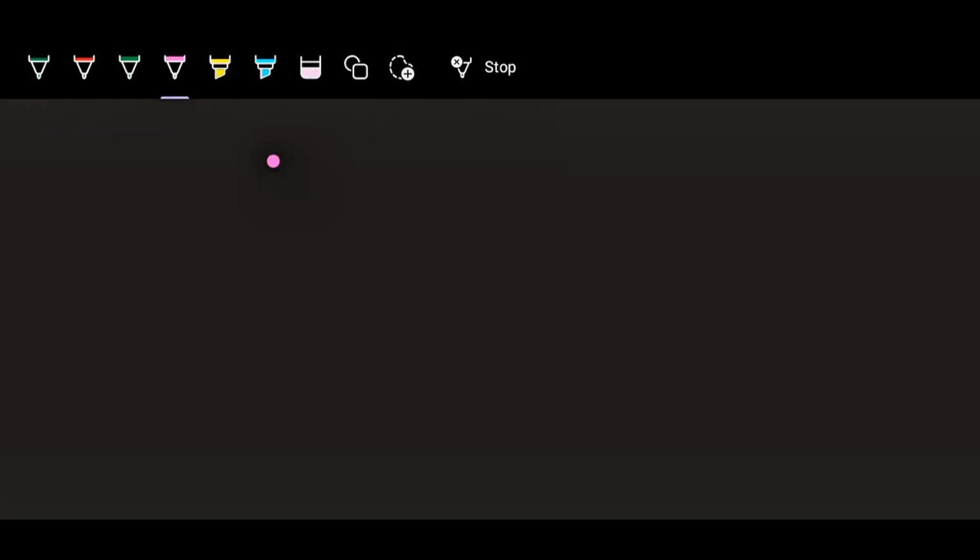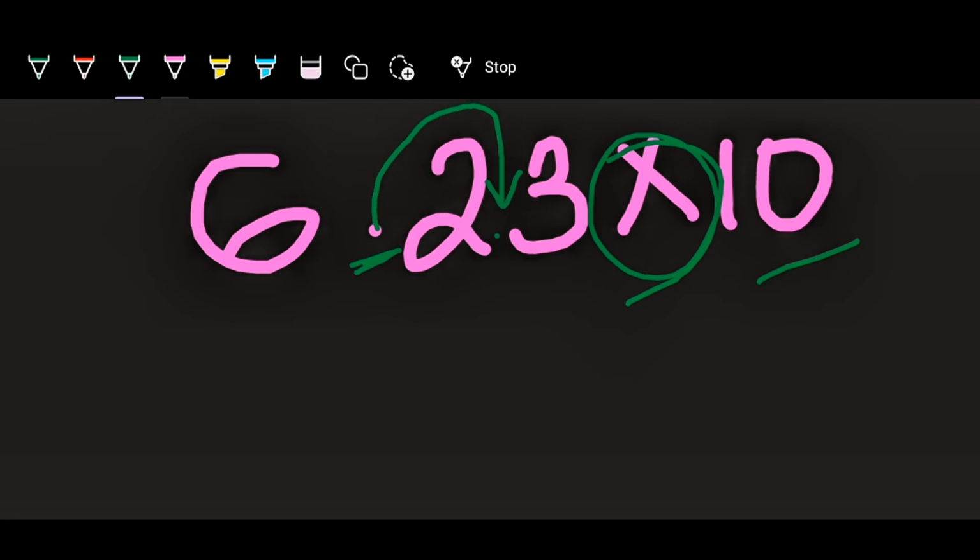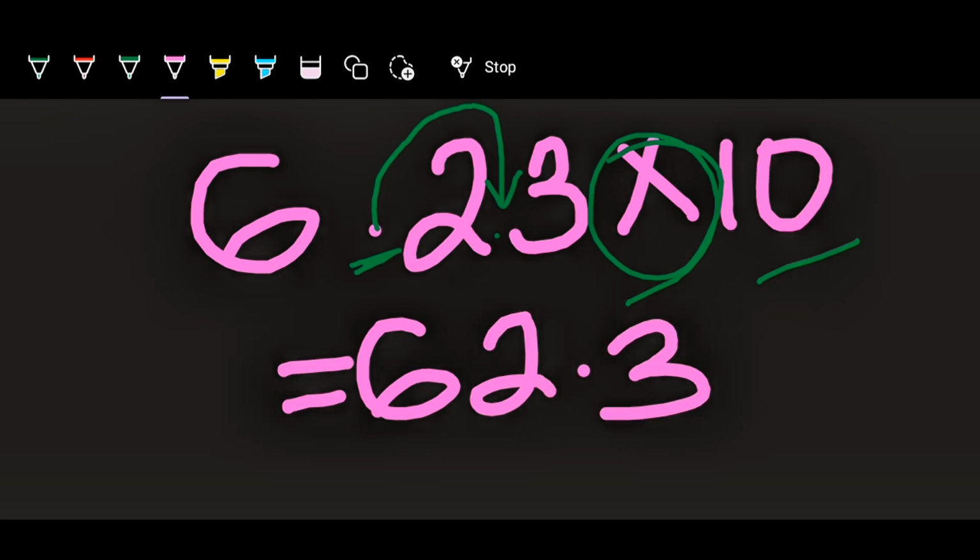So we have 6.23 multiplied by 10. How do we carry out this? Same rules apply. We have 1 0. We're also multiplying. That means we're going to the right, and you can see the decimal point is here. So we're moving one time to the right. So our new answer would be 62.3. That would be our new answer.